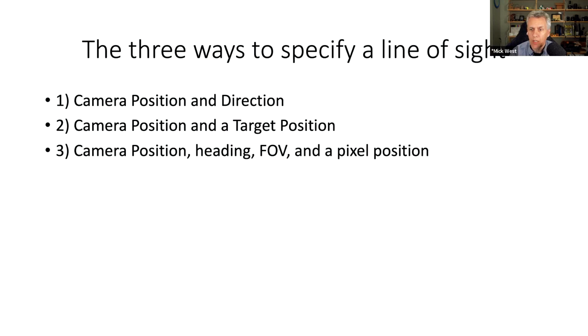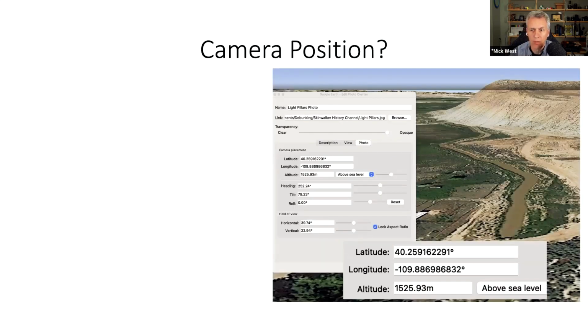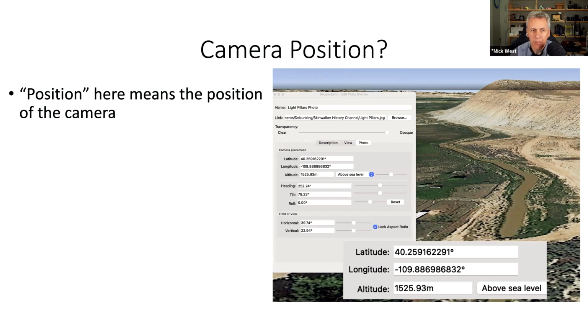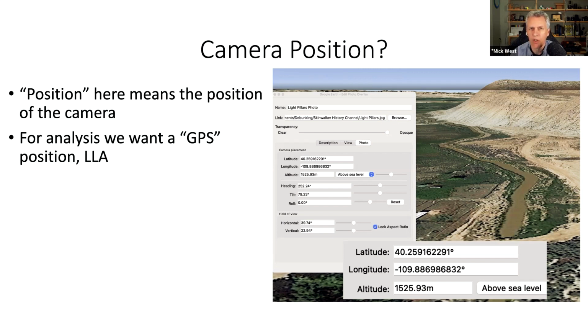There are 3 ways you can specify a line of sight. There are probably more, but they all boil down to essentially the same thing. I'm not going to get into too much technical detail with this, but you'll notice that each of these 3 ways starts with a camera position. Camera position, obviously, is the position of the camera in the world. What is its location on a map and how high is it? For analysis, we usually want what we normally refer to nowadays as the GPS position, which is the latitude, the longitude, and the altitude of the camera.